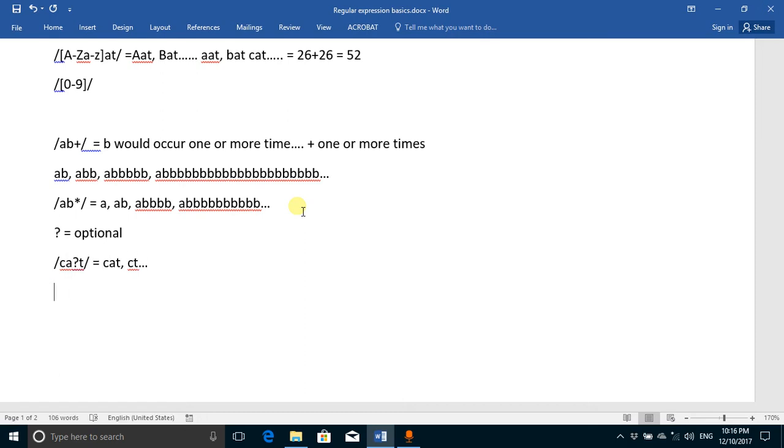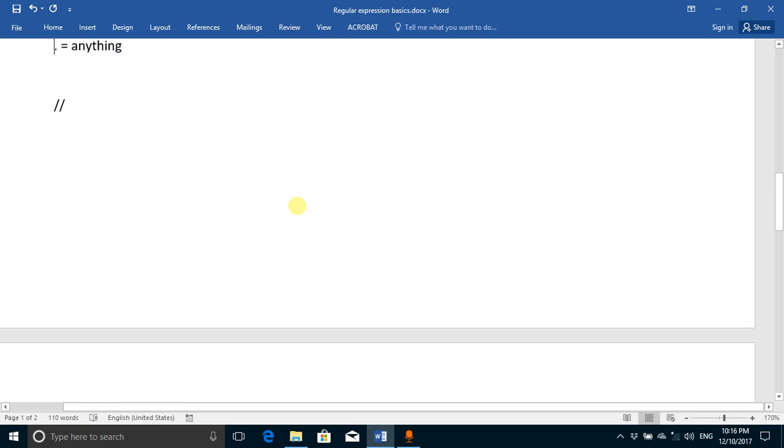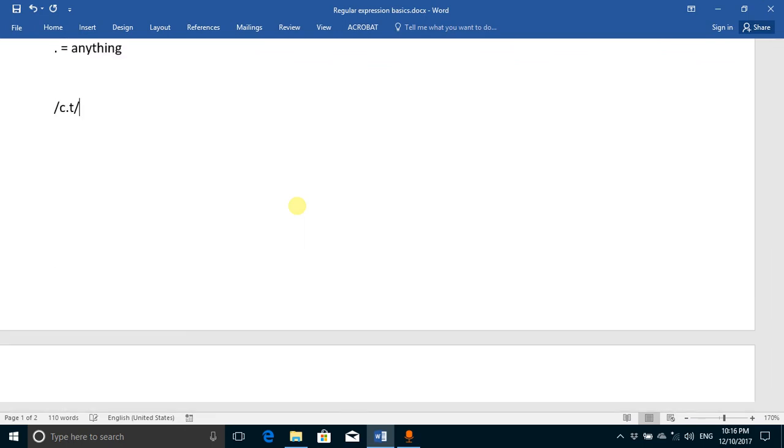And another symbol is dot. Dot means anything. So if I write a regular expression like C.T, it means you can write any character, any letter, any symbol between C and T. So any one character is allowed. So CAT is a legal word, C5T is legal, C^T is legal. So you can write anything in place of this dot.